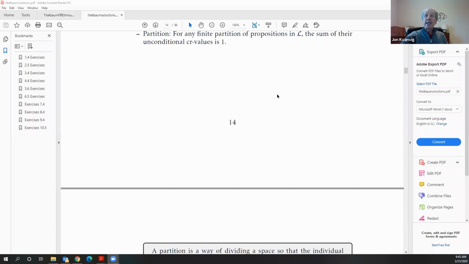So partition says this: for any finite partition of propositions in a language, the sum of their unconditional credence values is 1.